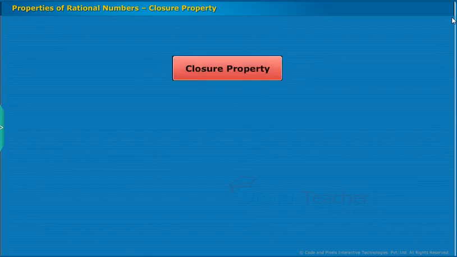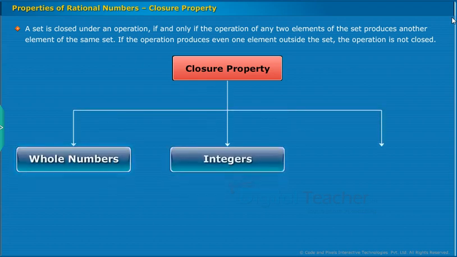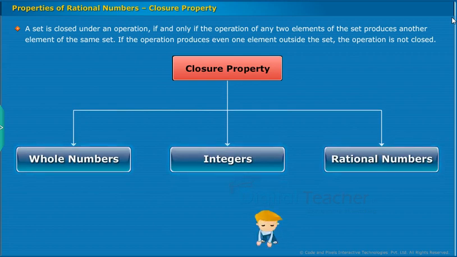Now, let us learn in detail about closure property along with the operations under whole numbers, integers, and rational numbers. A set is closed under an operation if and only if the operation of any two elements of the set produces another element of the same set. If the operation produces even one element outside the set, the operation is not closed. Click each tab to know more.